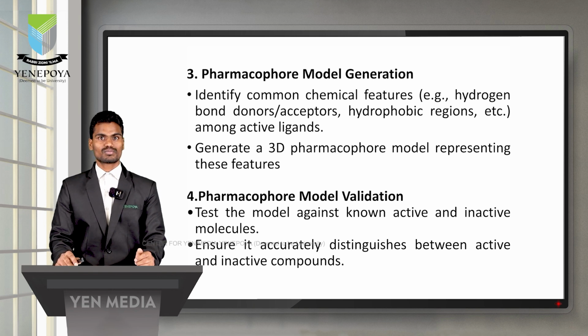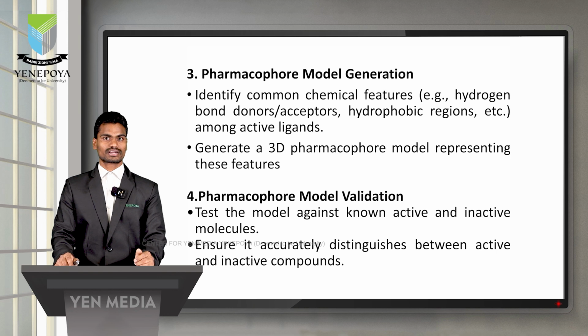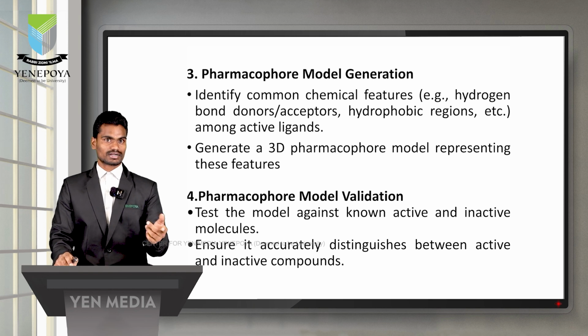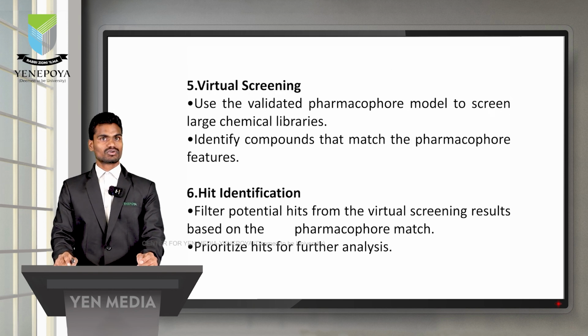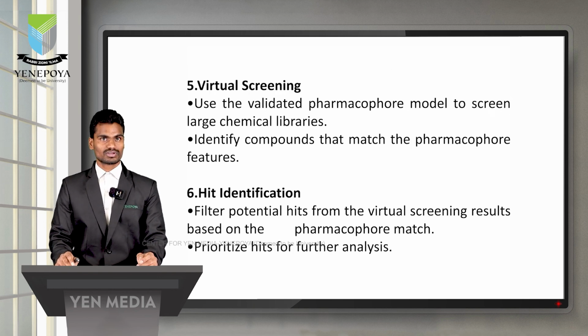In this, we test the model against known active and inactive molecules, and ensure it accurately distinguishes between active and inactive compounds. We test whether this pharmacophore model distinguishes a difference between active and inactive compounds or not. Later we go for virtual screening, in which we use the validated pharmacophore model to screen large chemical libraries, and then identify compounds that match the pharmacophore features.